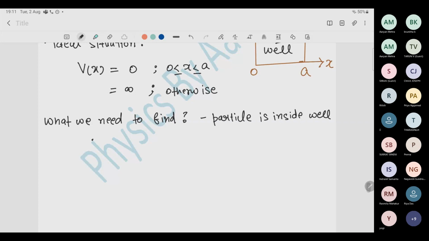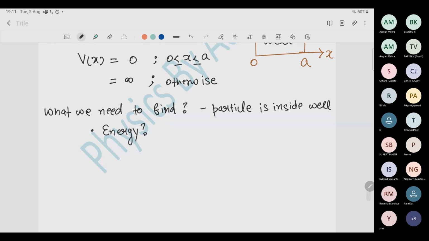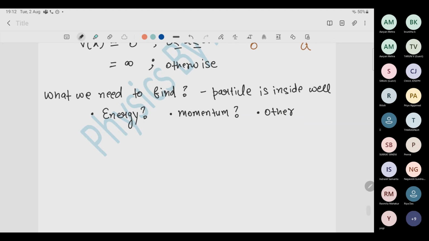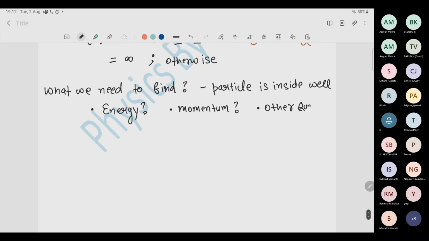Now we want to know everything about this particle. Like, what is the energy? If I make a measurement of the energy of this particle, what energy will this particle have? Similarly, momentum. What will be the momentum of this particle? And other quantities like angular momentum can be there, and so on. There can be many things.